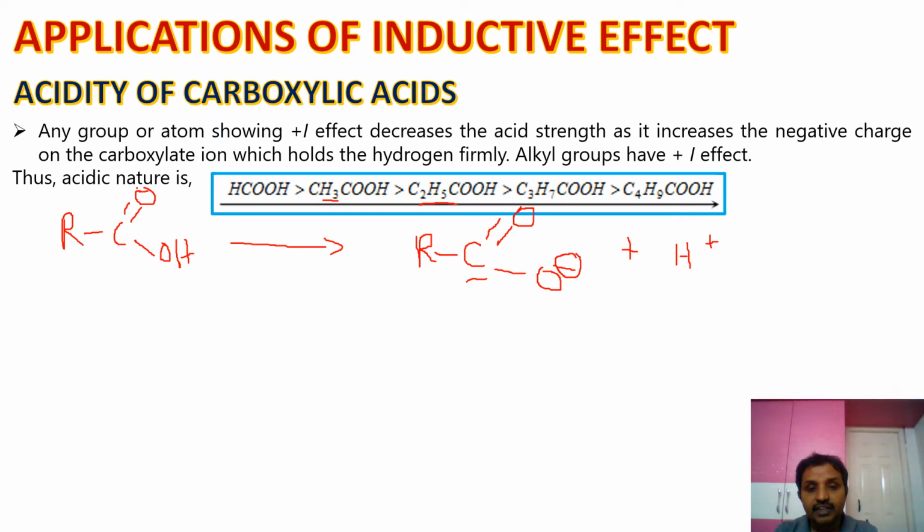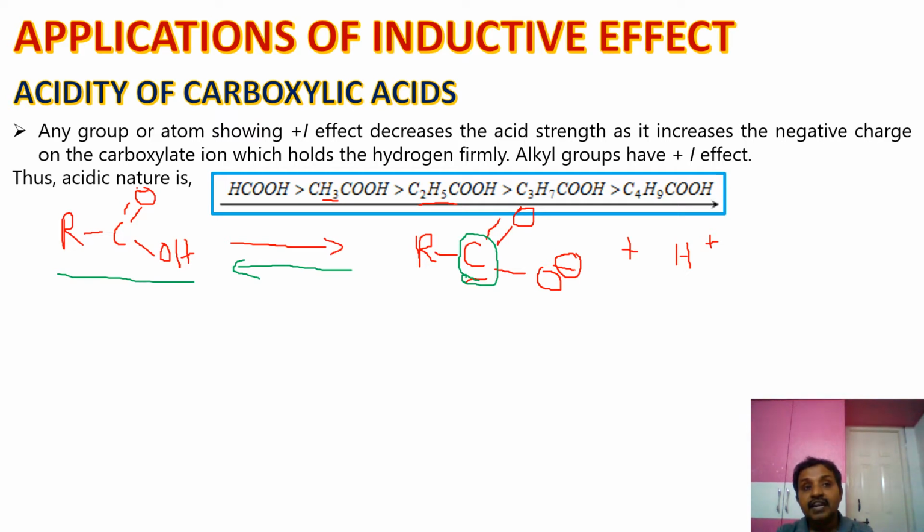As the electron density is increased on this carbon atom, this electron density is again supplied to the oxygen atom, which is already having a negative charge. So the negative charge increases. As the negative charge density increases on the carboxylate ion group, it becomes destabilized. So as the stability of the carboxylate ion decreases, the tendency of losing H plus ion of the carboxylic acid decreases, because the reaction moves towards the backward direction.